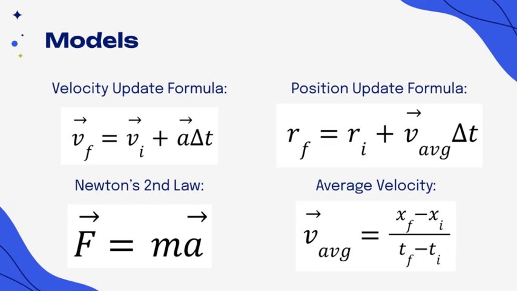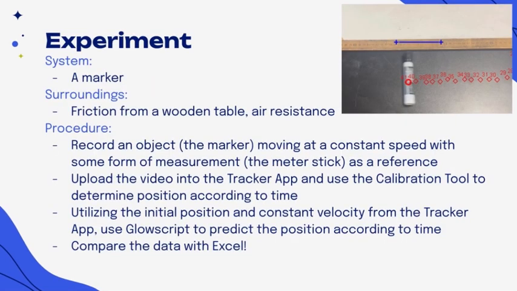And lastly, the average velocity formula, where xf is final position, xi is initial position, tf is final time, and ti is initial time, is essential in calculating the initial, and thus final velocity, since velocity is constant, that the computational model will use for its calculations. The object utilized for this experiment was a marker, which acts as the system. The surroundings include both friction and air resistance, both of which shall be ignored for the purposes of constant velocity.